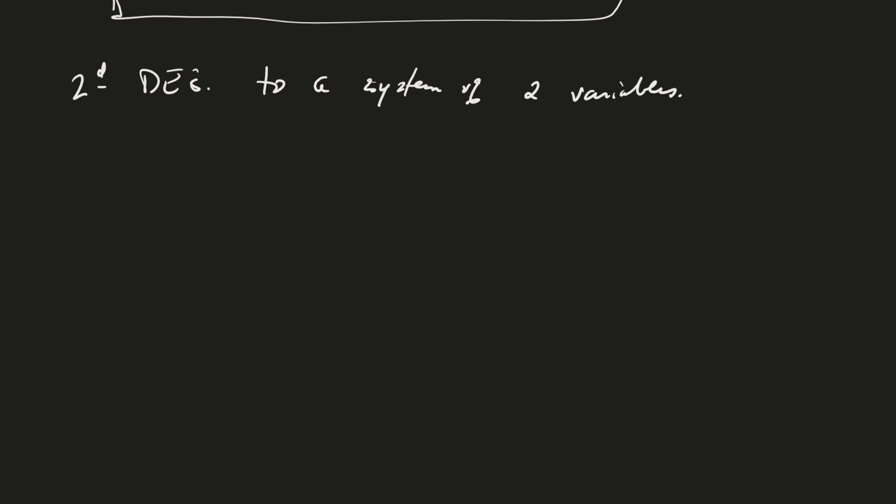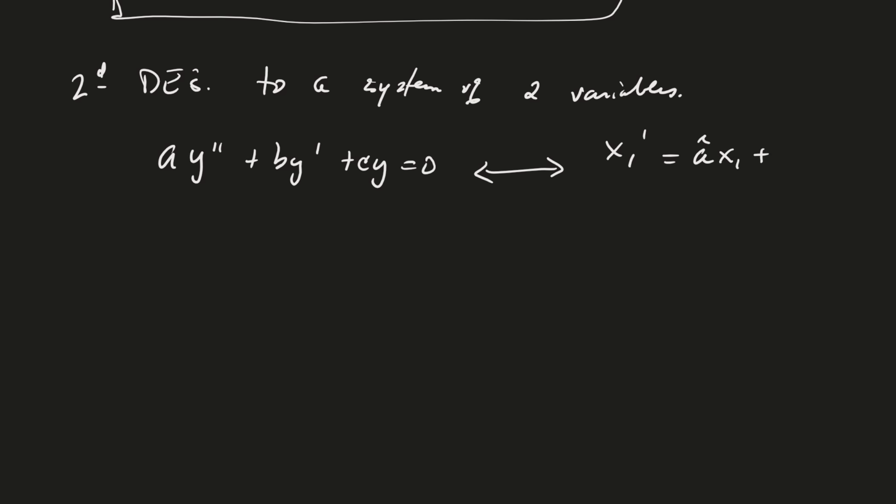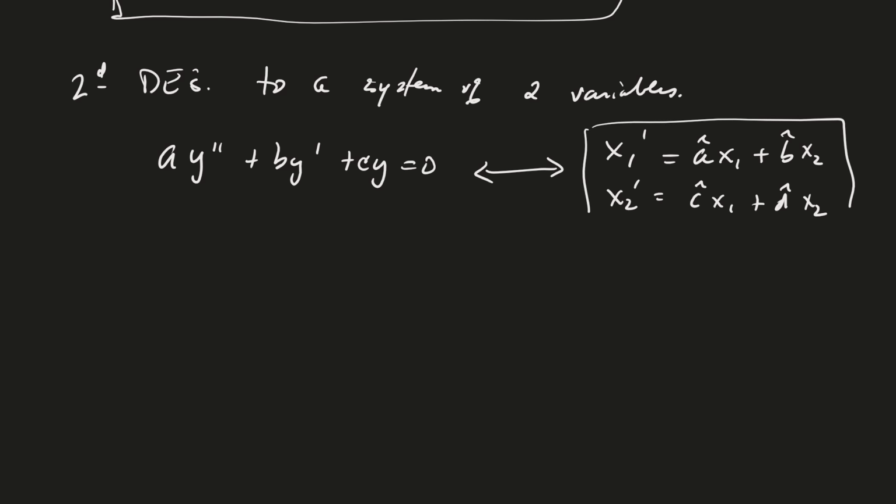So therefore what I'm trying to say is that we can rewrite ay double prime plus by prime plus cy equals 0 into a system that looks like x1 prime is equal to, I don't want to use the same a, a hat x1 plus b hat x2, and x2 prime equals c prime x1 plus d prime x2. Good. And so these are the systems that we're going to be working with.